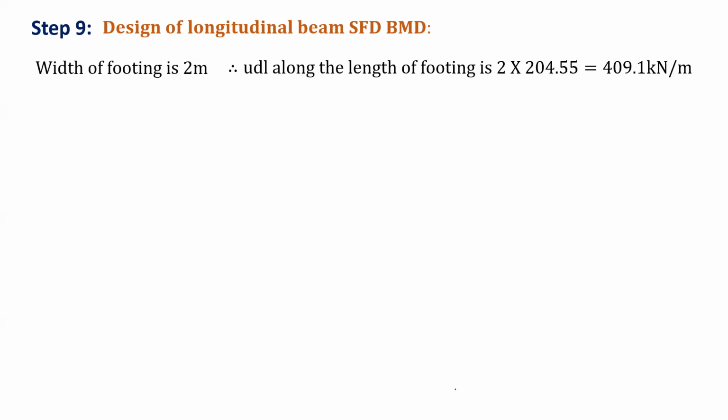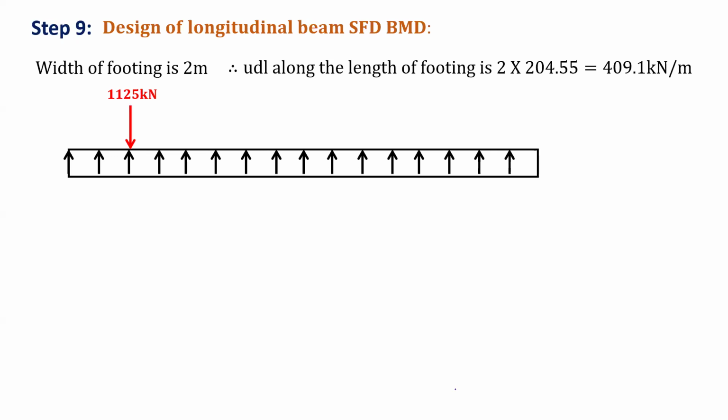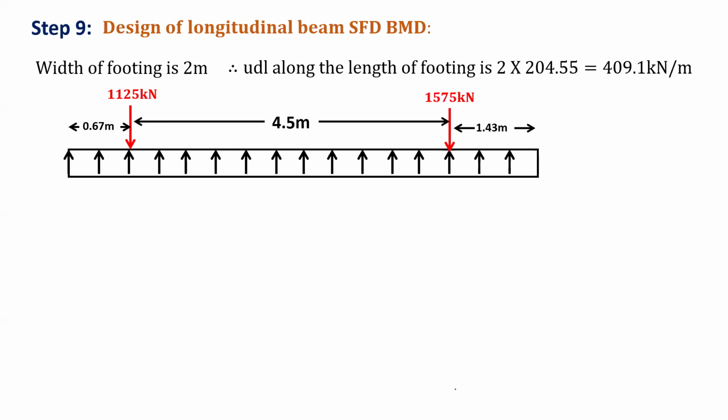Width of footing is 2 meter. So UDL along the length is 2 into 204.55, that is 409.1 kilonewton per meter. So now we have loads 1125 kilonewton and 1575.67 kilonewton, and the distance between the two is 4.5 meter, with 409.1 kilonewton per meter. Now we will go to shear force.